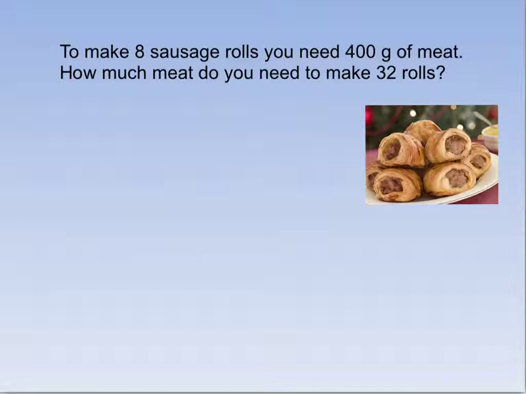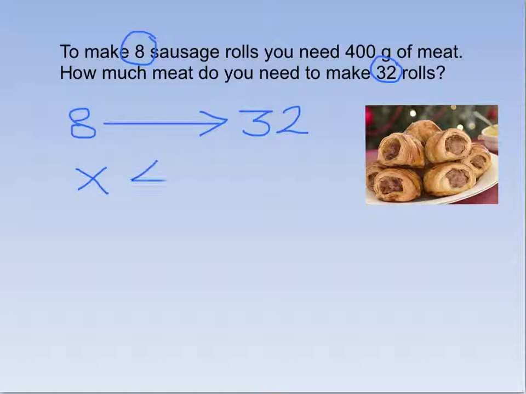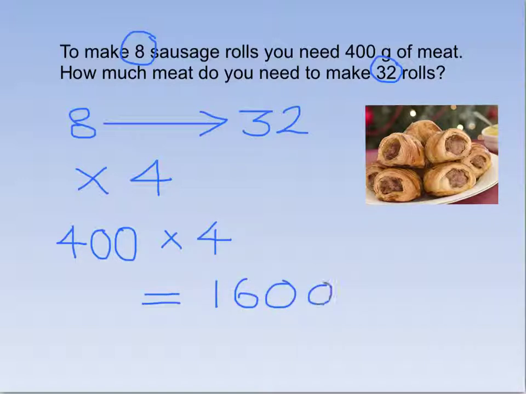In the second example, we're told that to make 8 sausage rolls, you need 400 grams of sausage meat. And we're asked, how much meat do you need to make 32 rolls? So again, the same process is one of comparing those two numbers. So we start with 8, but actually we need to make 32 sausage rolls. 32 is actually 4 times as many. So to work out the amount of sausage meat that we need, we take the 400 and times that by 4, and we end up with 1600 grams.